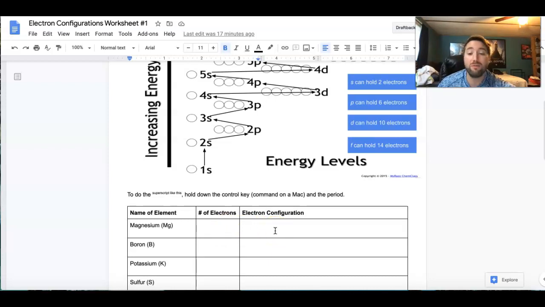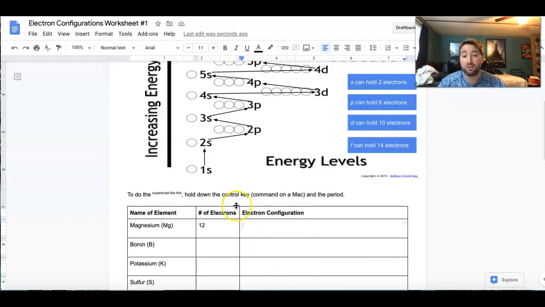Alright, so for the name of the element, magnesium, you're going to look up magnesium on your periodic table. And you're going to find the atomic number for magnesium. The atomic number on this one is in the top left. On yours it might be the top right, but it's always going to be the top number. So on the periodic table, magnesium is number 12, so that means that we have 12 electrons to give out.